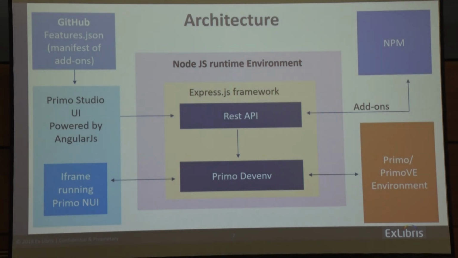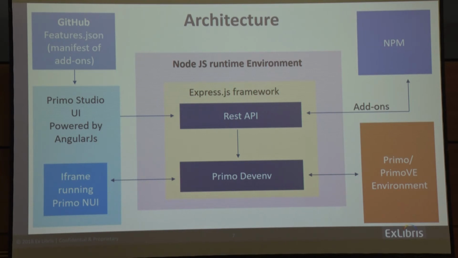So this is a basic diagram of the architecture of how Primo Studio is built. Really the core of Primo Studio is we took the Primo Dev Env, which, if you're a developer, you probably use to create your customization, and we moved it to the cloud. We wrapped it in a Node environment with an Express.js framework, so we have an Express.js server. And we're using a set of APIs to change the different files that you would have if you were running your dev env on your local computer. So that's putting it in a nutshell.